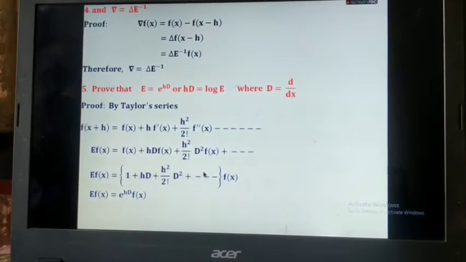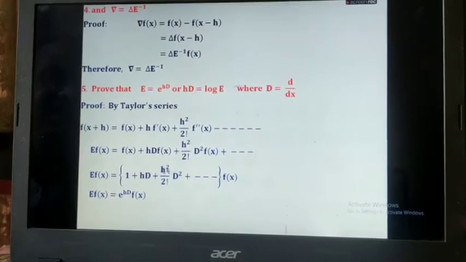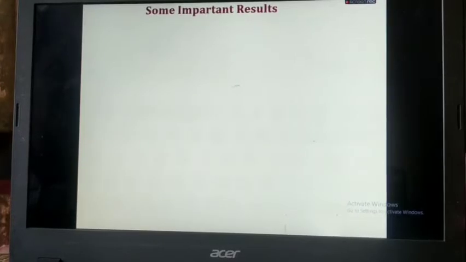This is the exponential result by the Maclaurin series: e raised to x is 1 plus x plus x square by 2 factorial, and so on. Instead of x, it is hD. Therefore, it is e raised to hD. Cancel the f of x on both sides. We get capital E equals e raised to hD, or hD equals log E to the base e. So these are some relations between delta, del, E, and D.